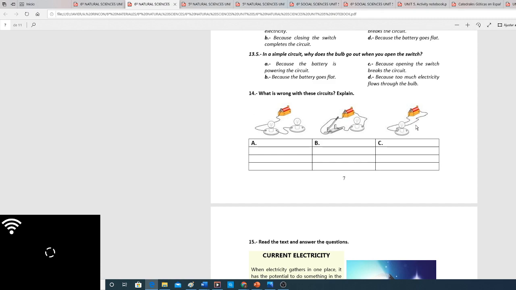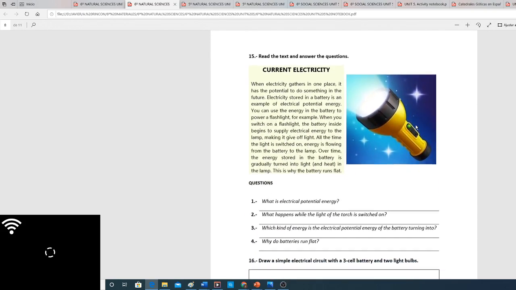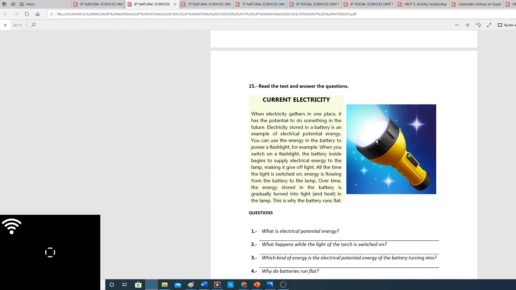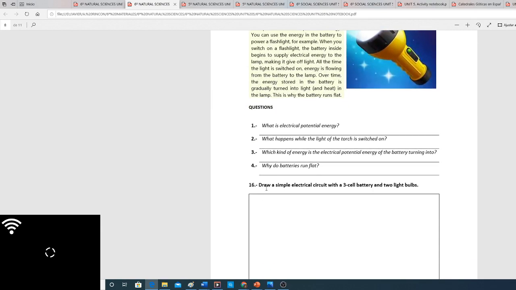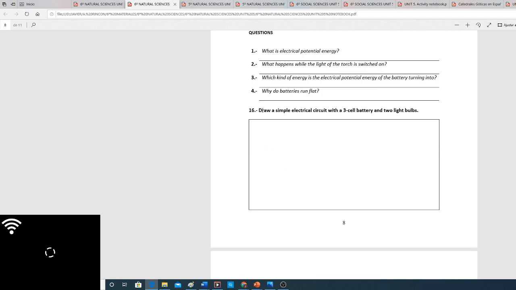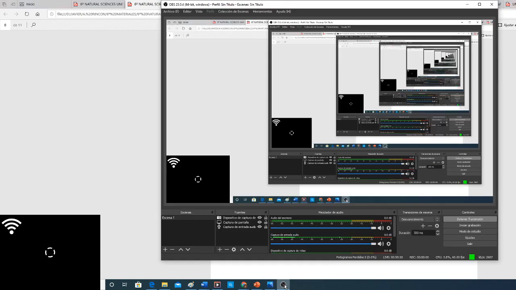Very good. Remember, you have to do these two exercises for today, number 15. And when you draw this simple electrical circuit, remember you have to use the correct symbols. It's the cable. You have to draw the cable with right angles. Good. And now we are finishing this part.